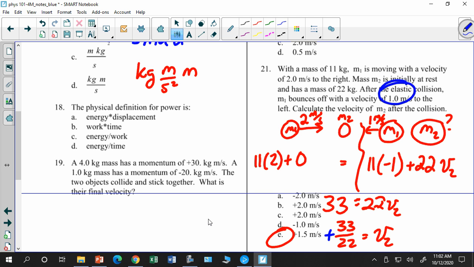Other collisions that we approximate as elastic are things that just don't lose much energy, like billiard balls. When they bounce off one another, they don't lose very much energy. We can say those are elastic, even though they're not really. Okay? Know what elastic and inelastic is. I'll ask you that.